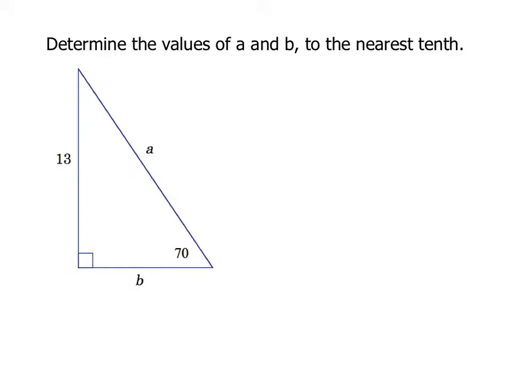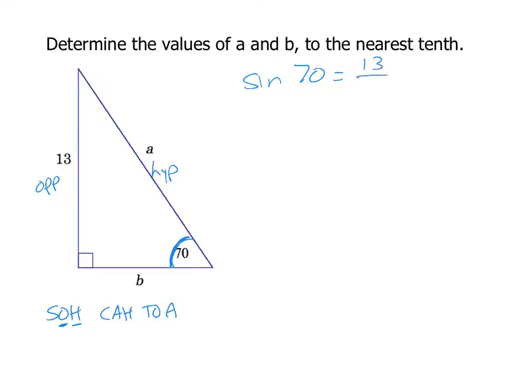Okay, so let's see. If I'm writing the equation for angle A, I'm going to start at my 70-degree angle. Based on the 70-degree angle, the opposite side is 13, and the hypotenuse is A. So let's see if I can write an equation using opposite and hypotenuse. If I remember, I have this SOHCAHTOA thing. I know the opposite, I'm looking for the hypotenuse, so this is going to be sine. So the correct equation is the sine of the angle equals the opposite side over the hypotenuse.